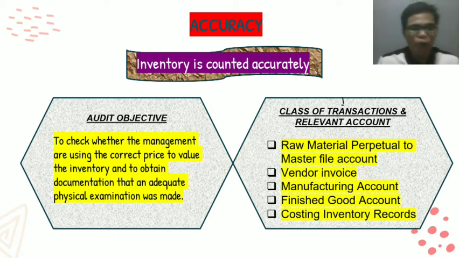So we move to the audit objective. What is the audit objective of accuracy? The audit objective is to check whether the management is using the correct price to value the inventory and to obtain documentation that an adequate physical examination was made. The next is class of transaction and relevant account. The class of transaction and relevant accounts involved in the accuracy assertion are raw material perpetual master file account, vendor invoice, manufacturing account, finished goods account, and also costing inventory record.